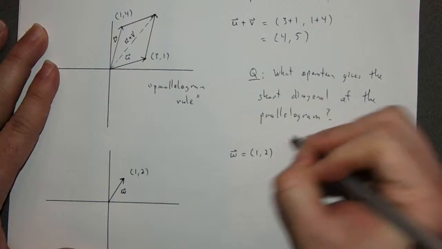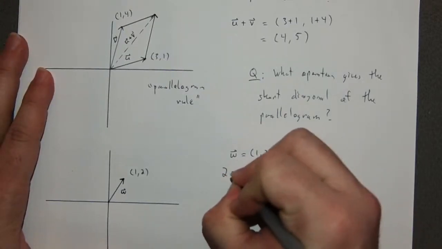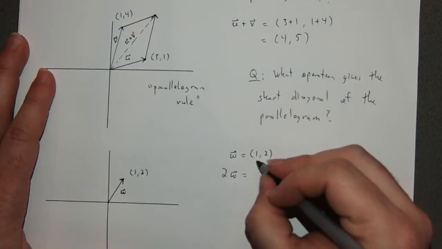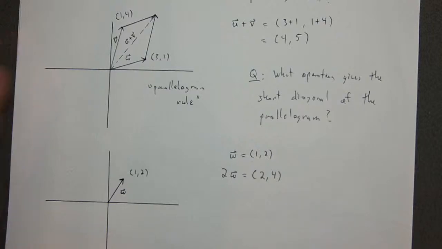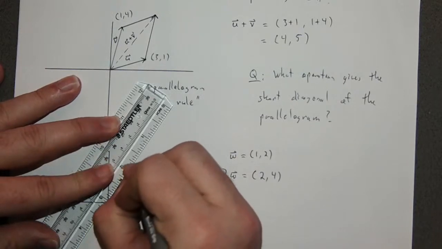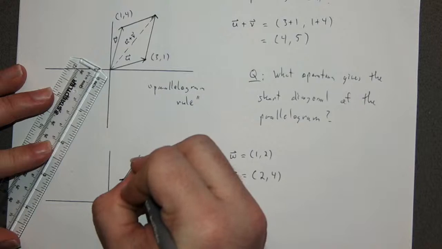And now I want to do some scalar multiplying of this vector. So let's start with 2 times w. What is that? So that's 2 times 1 in the first slot and 2 times 2 in the second slot. So this is the vector 2, 4. Where would that be here? 2, 4 would be, well, it would, no, it's a little bit too long. It would be like right here.